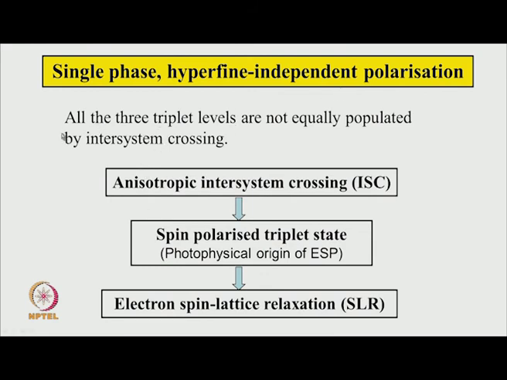What is happening there? The key point is that all three triplet levels are not equally populated by intersystem crossing. So, anisotropic intersystem crossing is taking place, and the triplet that is produced in the beginning is a polarized triplet, because this also does not follow the Boltzmann distribution. One might call this the photophysical origin of electron spin polarization, and then electron spin lattice relaxation will try to equalize the population here, but if the reaction is competing with this spin lattice relaxation process, then the radicals can be produced in a spin selective manner.